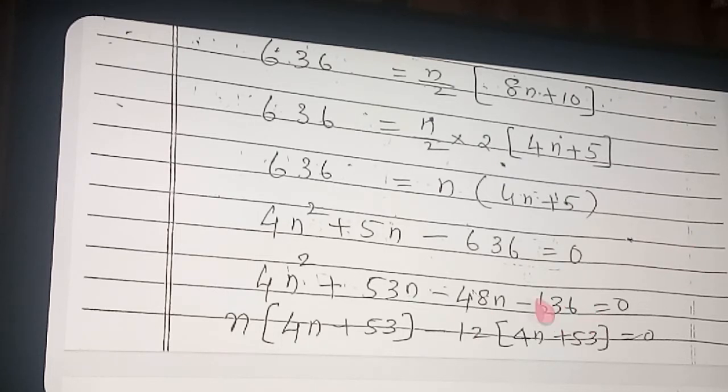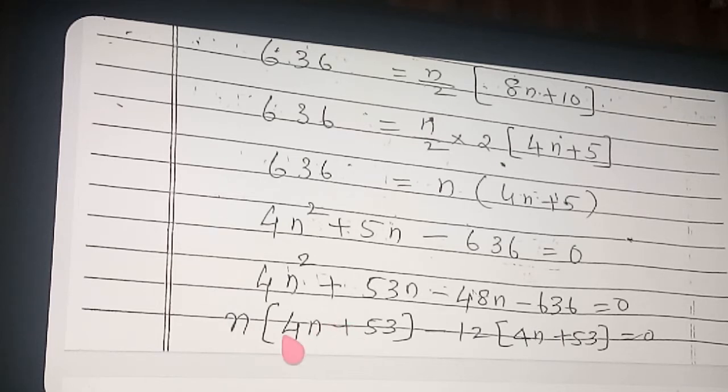Okay, 636 factors and 4 factors. From the factors, we find two numbers. Their sum should be plus 5, selecting in such a way. So which are the numbers? Plus 53 and minus 48. Plus 53 minus 48, how much is coming? Plus 5. Okay.